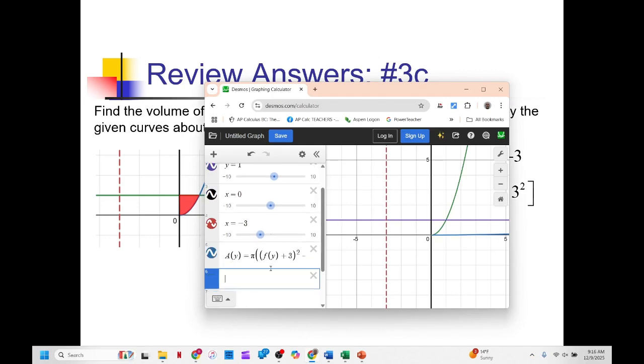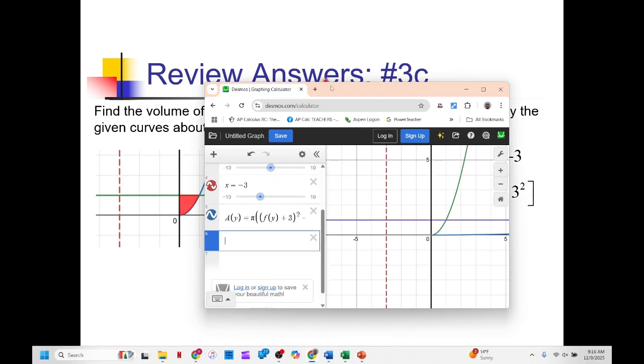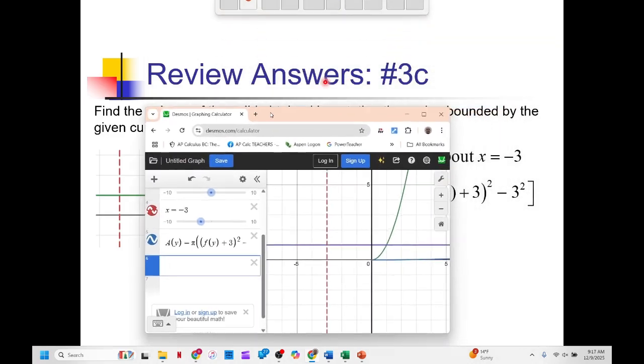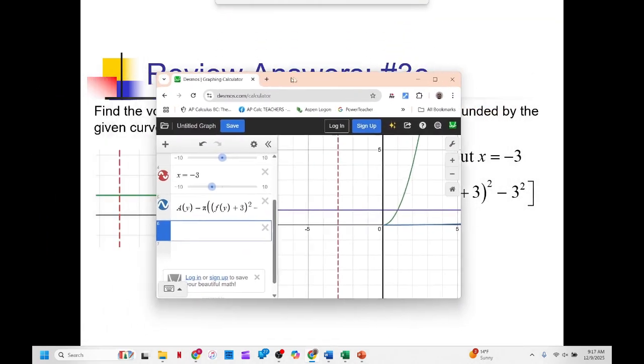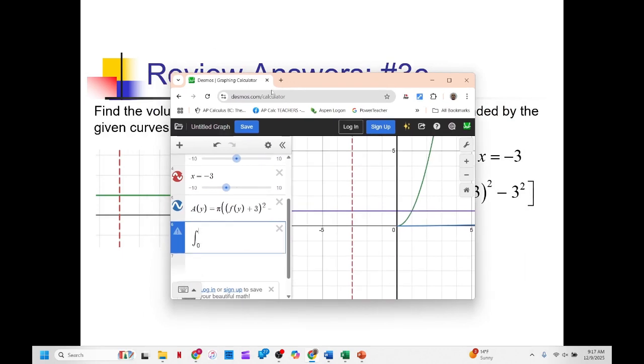Let's make a new entry. Now I need the, whoops, see if I can see what I wrote there. Integral from 0 to 1 of a of y dy. Integral 0 to 1, a of y dy, and that's going to be about 14.137.